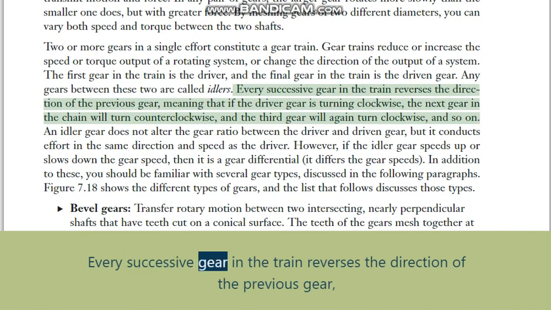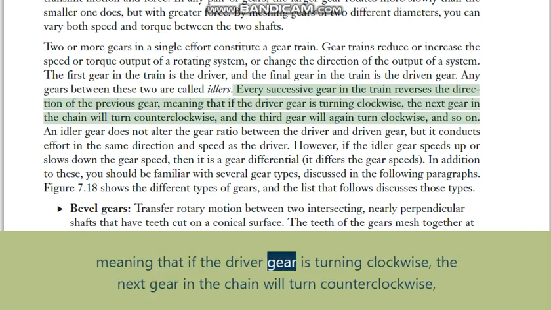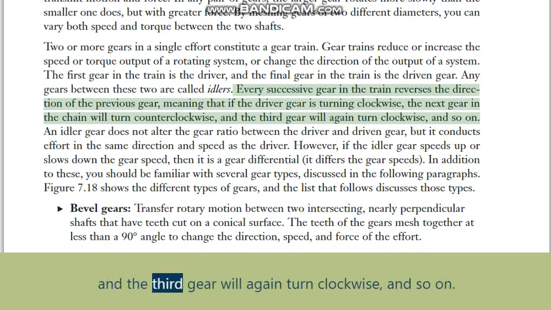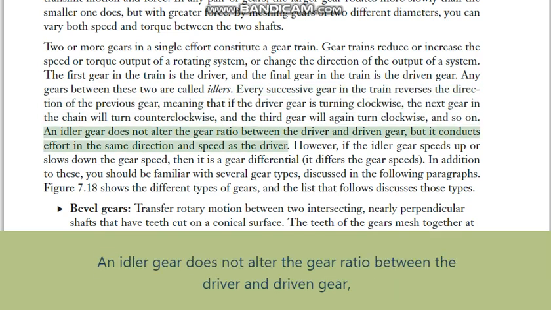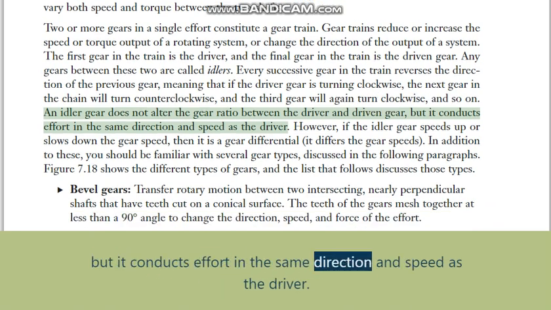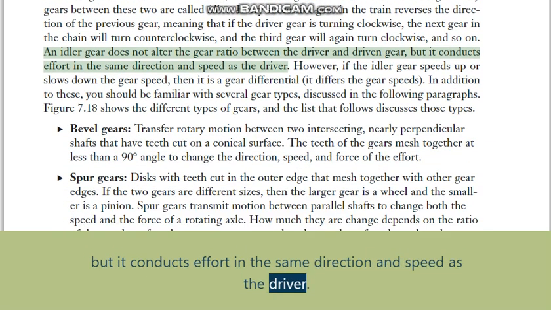Every successive gear in the train reverses the direction of the previous gear, meaning that if the driver gear is turning clockwise, the next gear in the chain will turn counterclockwise, and the third gear will again turn clockwise, and so on. An idler gear does not alter the gear ratio between the driver and driven gear, but it conducts effort in the same direction and speed as the driver.